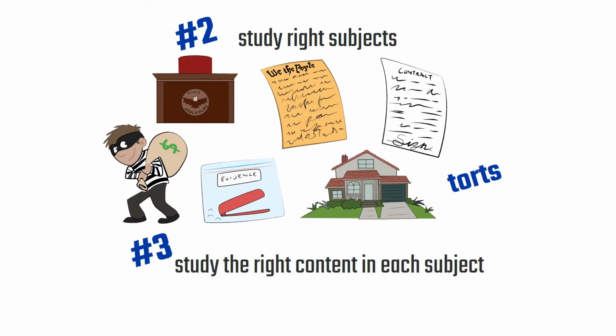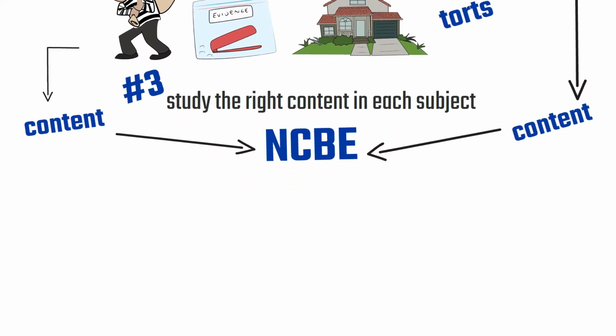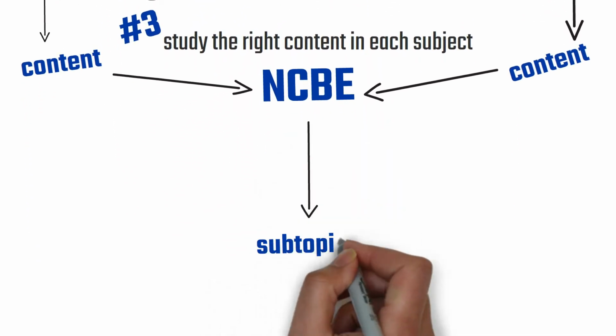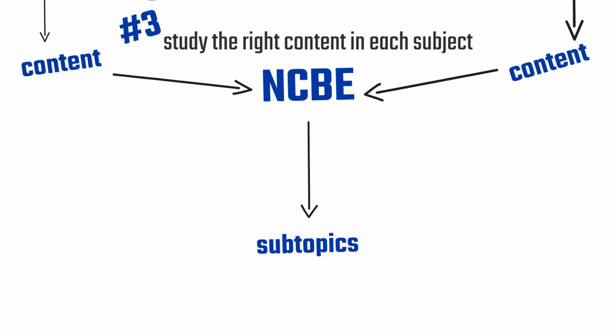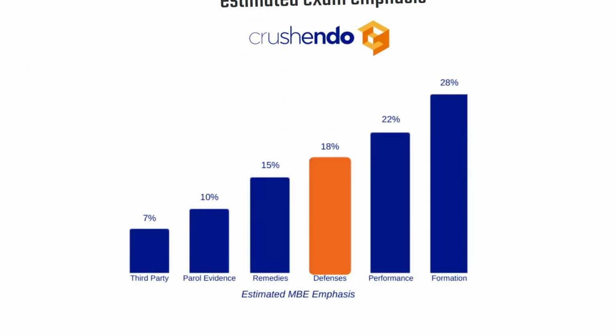Tip number 3, study the right content within each subject. What's the right content? Well, the NCBE, the company that makes the UBE, actually tells you. No, the NCBE does not spell out the actual laws tested, but it does give you the subtopics within each subject that could come up. And the NCBE gives you the rough exam emphasis of each MBE subtopic. You can take confidence in knowing that Crescendo's outlines are structured to closely mirror the NCBE's outline structure. Though I should add that Crescendo starts each MBE outline with the most emphasized subject and then works through the others from there, and sometimes adjusts organization in other ways for pedagogical purposes while still covering the bases.